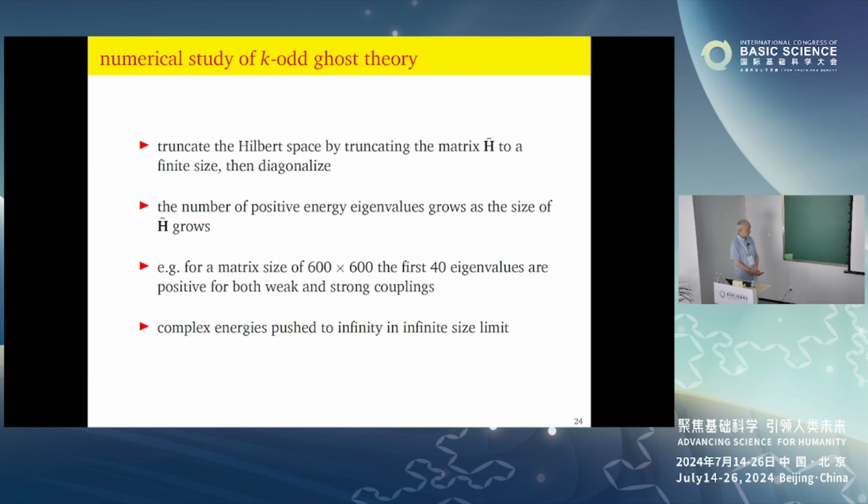So for example, for a matrix size of 600 by 600, the first 40 eigenvalues are all real and positive for both weak and strong coupling. And as you make this matrix larger and larger, the ones that are not real and positive, the complex ones, are just being pushed up more and more, up to infinite energies in the infinite size limit. So that's why I'm claiming that we can say that the spectrum of the actual theory, which is the infinite size limit, is real and positive.